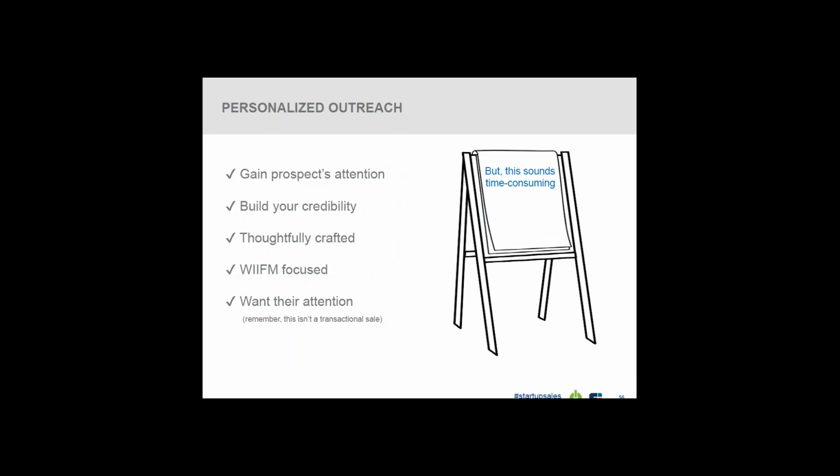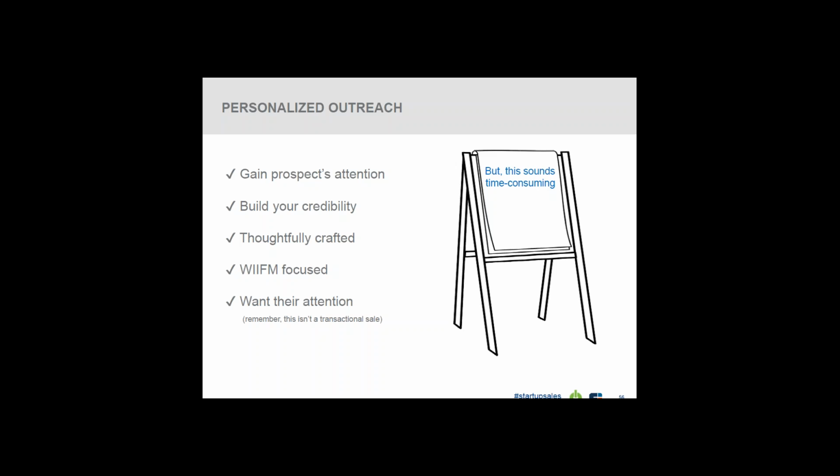It all comes down to personalization. So if we can get you to do less data janitor work and get you to spend more time on customizing and personalizing outreach, the results will be good. And so what does personalization mean? It means you're sending an email that gains a prospect's attention, that builds your credibility, that's thoughtfully crafted, that's what's in it for me focused, and that shows that you want their attention over time, right? So it's not just a one and done type of email. Because this isn't a transactional sale, it is going to require keeping you top of mind for them.